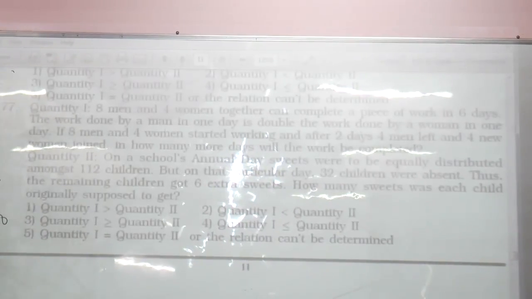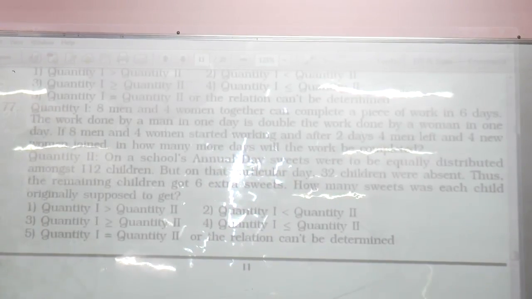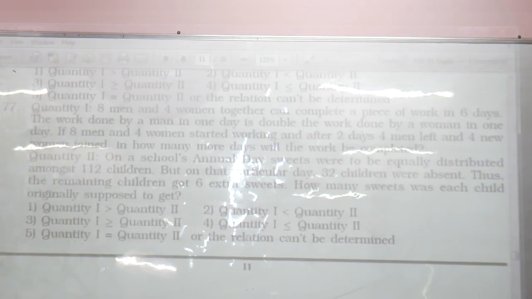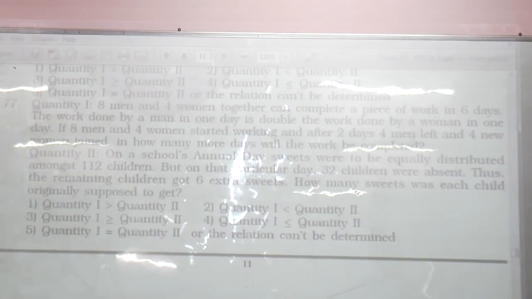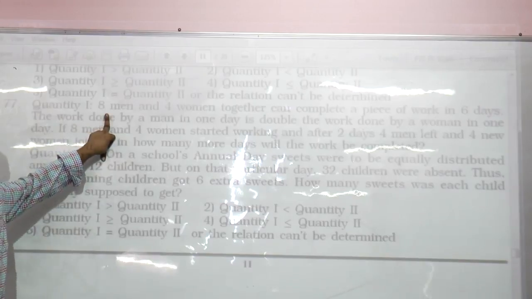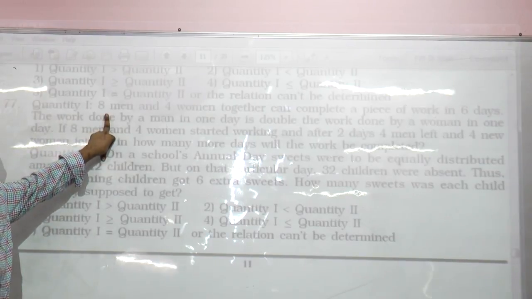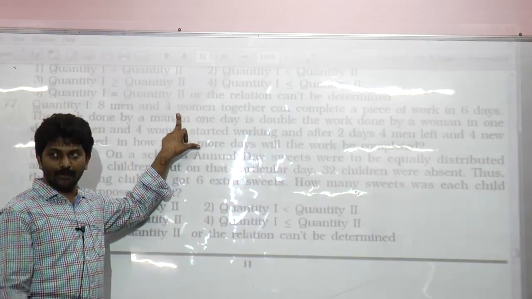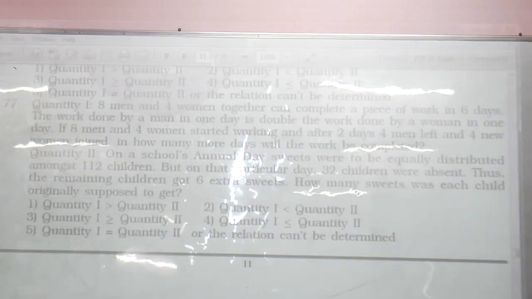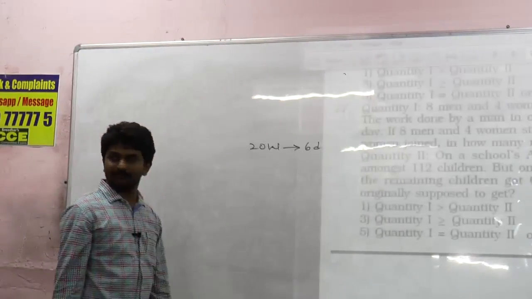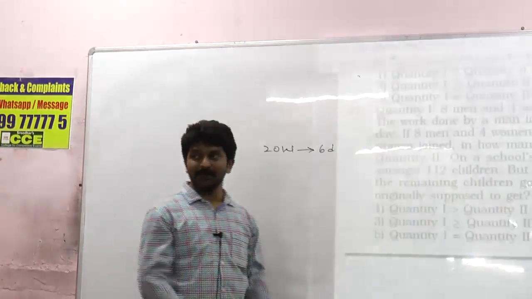Quantity 1, 8 men and 4 women together can complete a piece of work in 6 days. The work done by a man in 1 day is equal to 2 times the work done by a woman in 1 day. So 1 man's efficiency is equal to 2 women's efficiency. Correct? Now 8 men's efficiency will be equal to 16 women plus 4 women, 20 women. So 20 women can complete the actual work in 6 days. This is the total work.